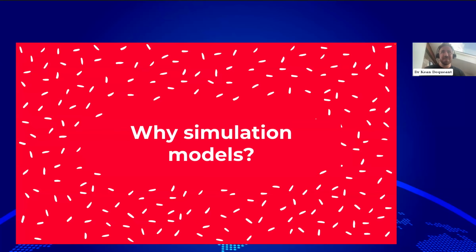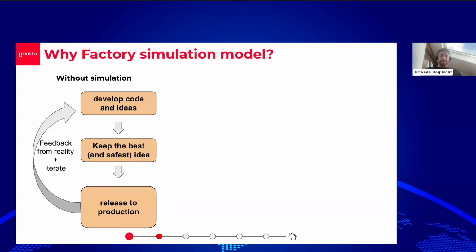Now, why do we need simulation models for that? What we had before: our development cycle was, well, you start at the top, you have a lot of ideas how to improve things. You have to develop code for those ideas. Then you need to filter down and keep only the best ideas, and actually often the safest ideas, which typically aren't the best ideas. You have to choose the safe ideas because a lot of problems can happen when you release into production.